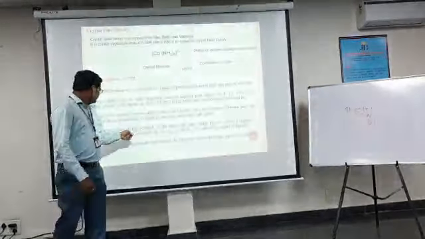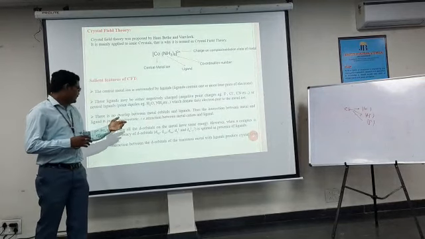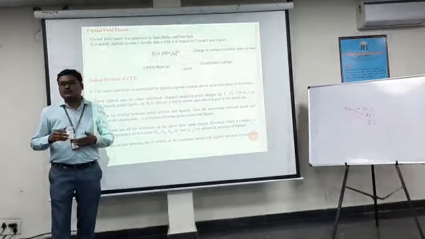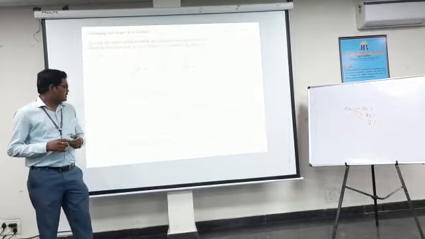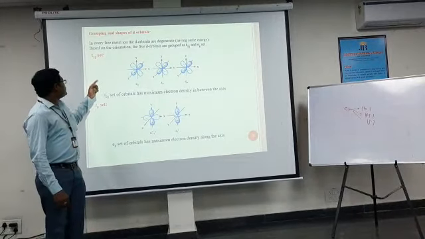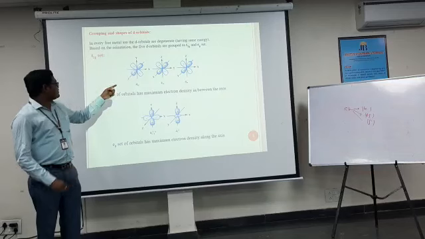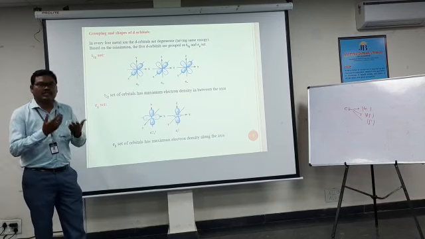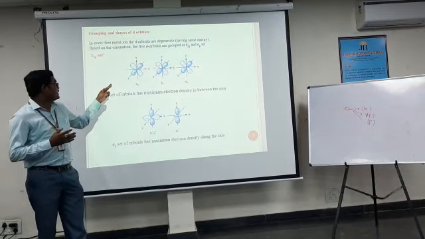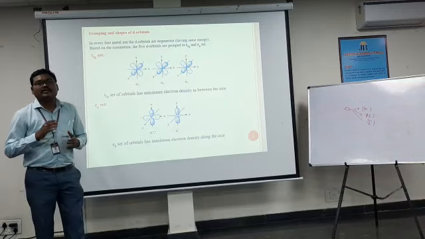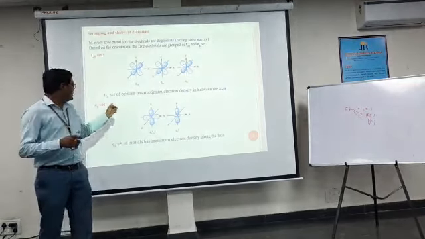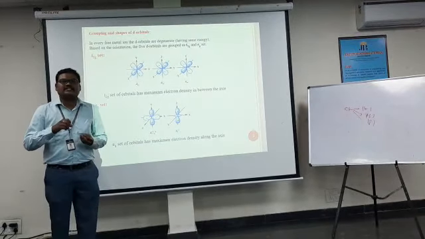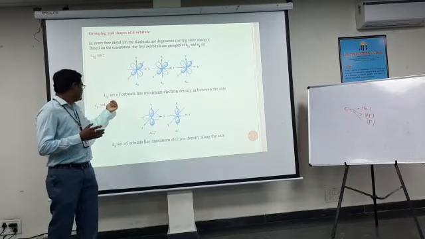Next, based on the orientation of d orbitals, the 5d orbitals are grouped into two sets: one is the t2g set, another is the eg set. If you observe these three d orbitals, dxy, dyz, dxz, the orbital lobes are oriented in between the coordinate axes. That means the electron density in the t2g set is maximum in between the coordinate axes. In the eg set, the orbital lobes are oriented along the coordinate axes, so the electron density is maximum along the coordinate axes.